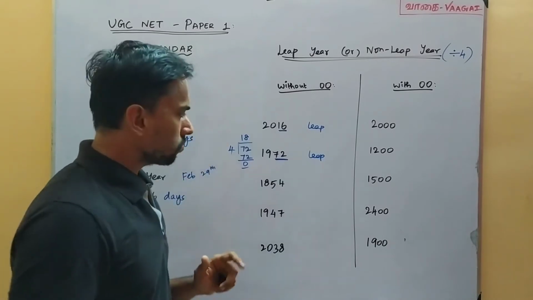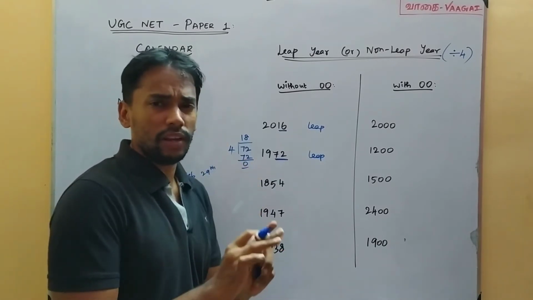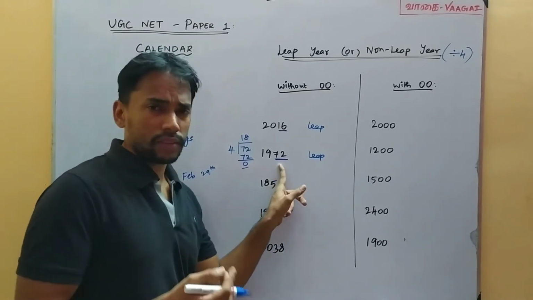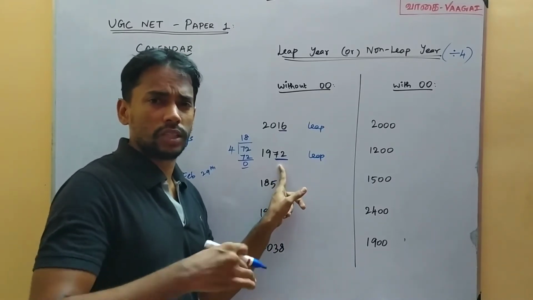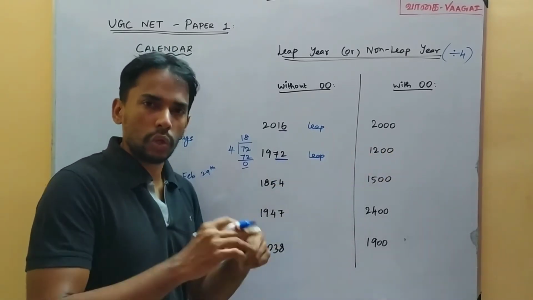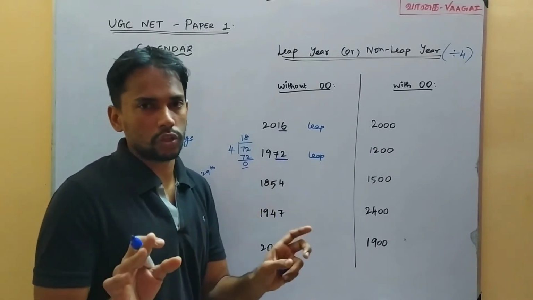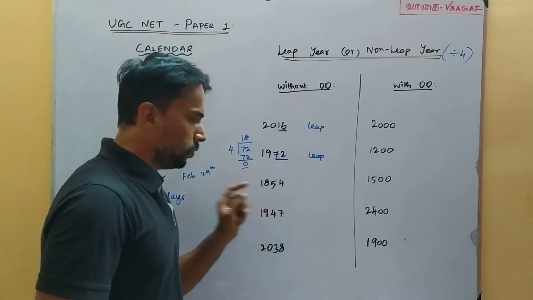Okay, understood? So very simple thing and very clear. Take the number and check dividing by 4. If it is divisible, it is a leap year. If it is not divisible, it is not a leap year. That's all. That's how we concluded. Now come to the next example.